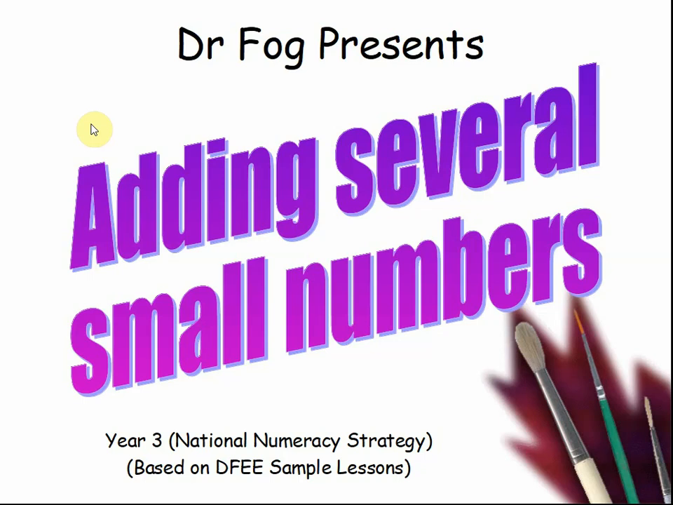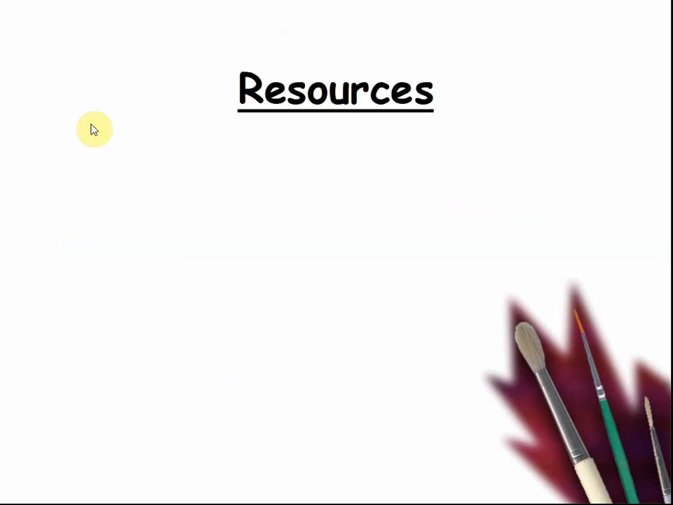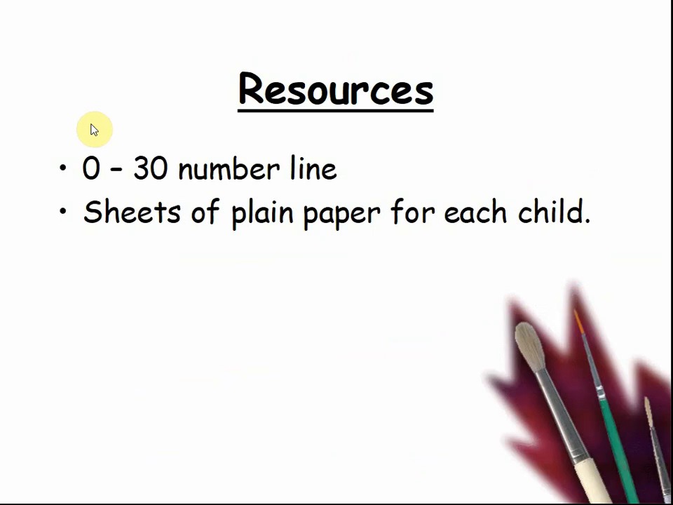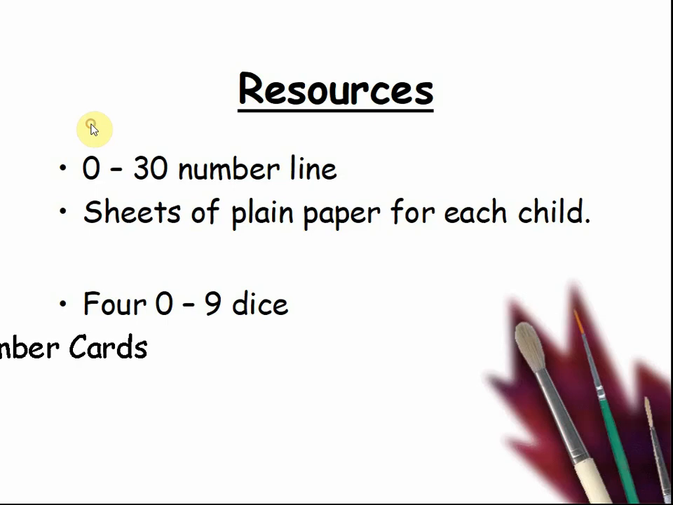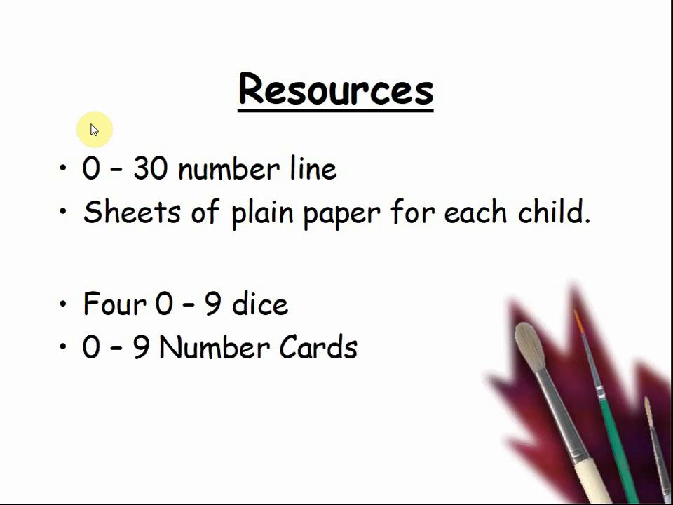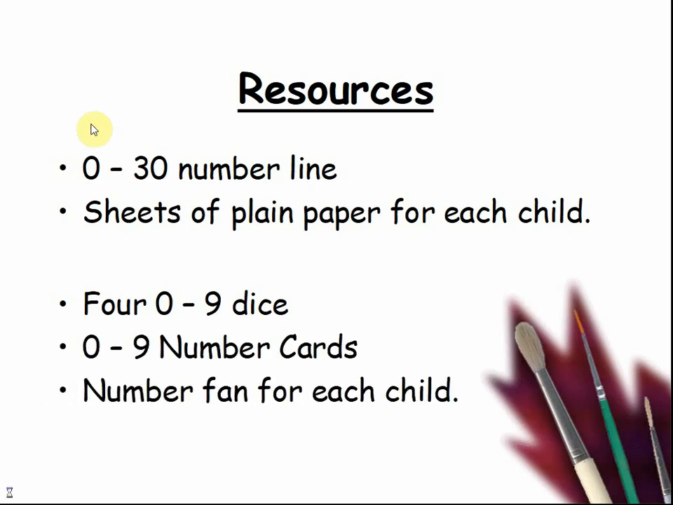Today we will be adding several small numbers together and learning different strategies. The resources you need for this lesson will be a 0 to 30 number line, sheets of plain paper for each child, 4 0 to 9 dice, 0 to 9 number cards, a number fan for each child.